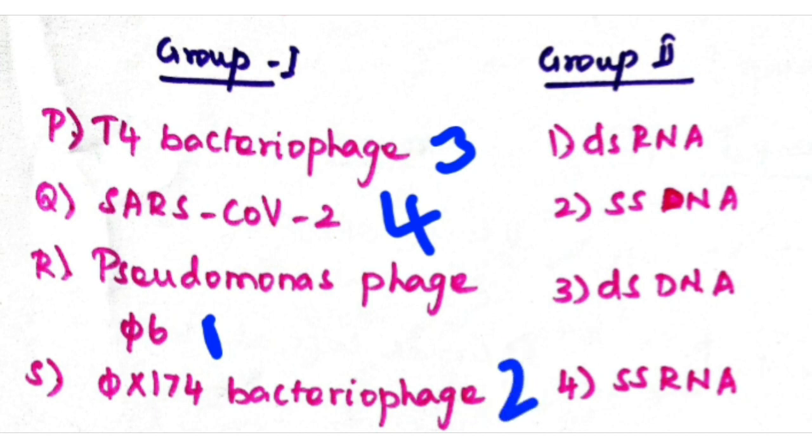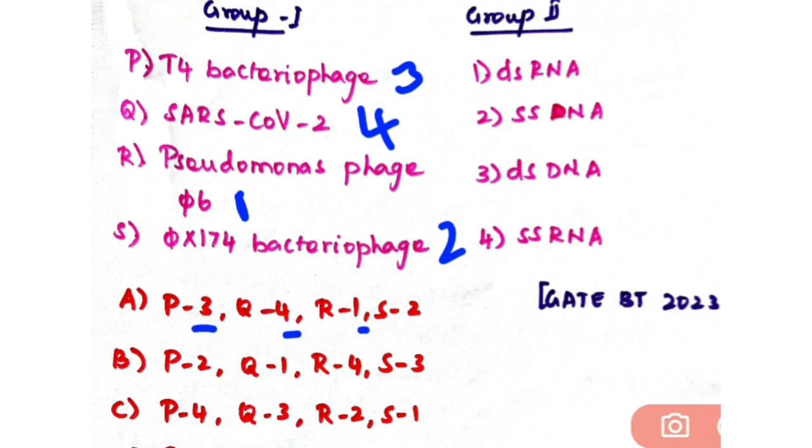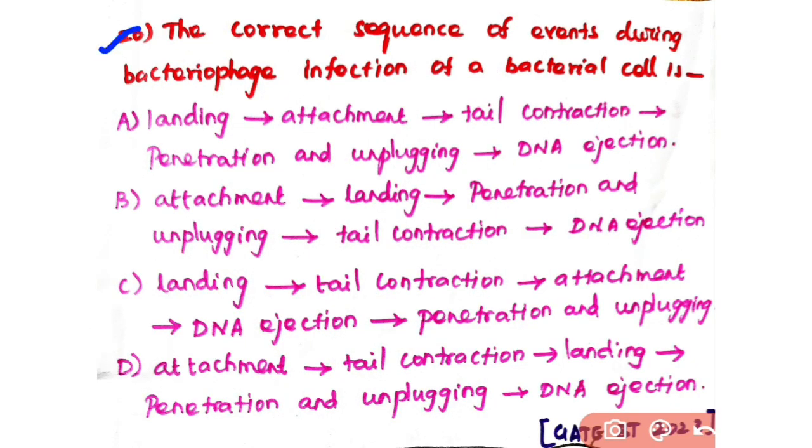So 3, 4, 1, 2. So option A is correct. Next question is, the correct sequence of events during bacteriophage infection of a bacterial cell is. Here the correct answer is option A.